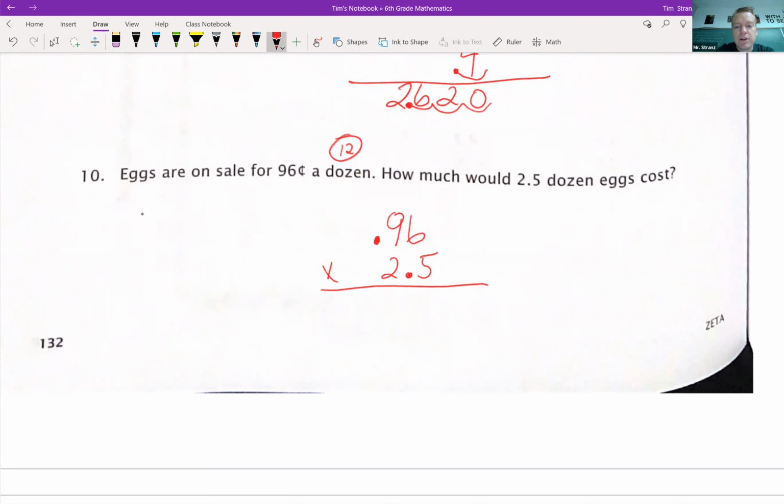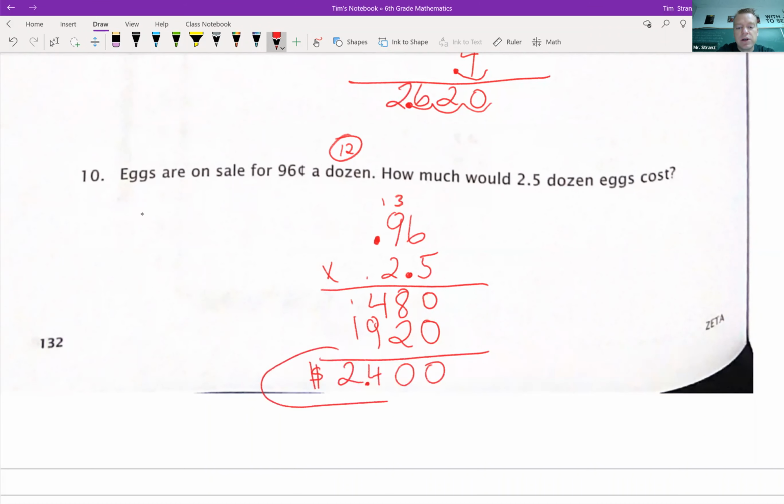Okay, let's multiply across. 5 times 6 is 30. 5 times 9 is 45, plus 3 is 48. Carry your 0. 2 times 6 is 12. 2 times 9 is 18, plus 1 is 19. Add them together. Okay, how many decimal places do I have? 1, 2, 3 total. So your answer is for 30 eggs, you're going to be paying $2.40.